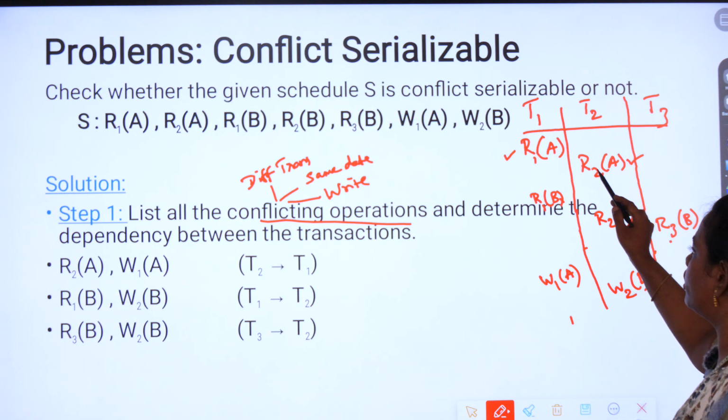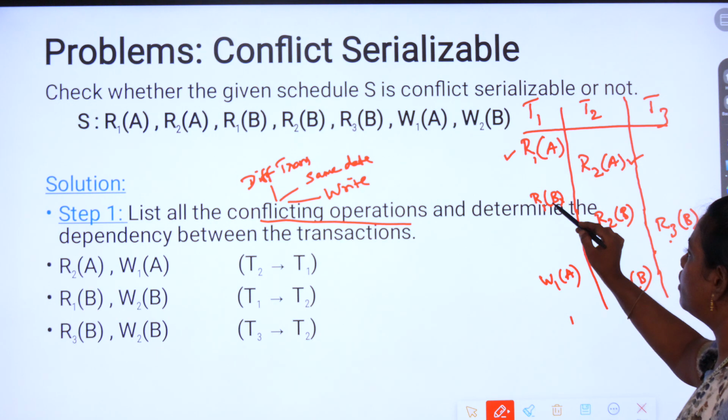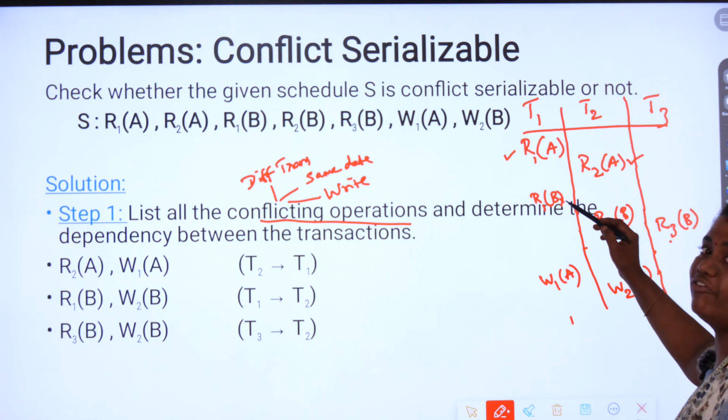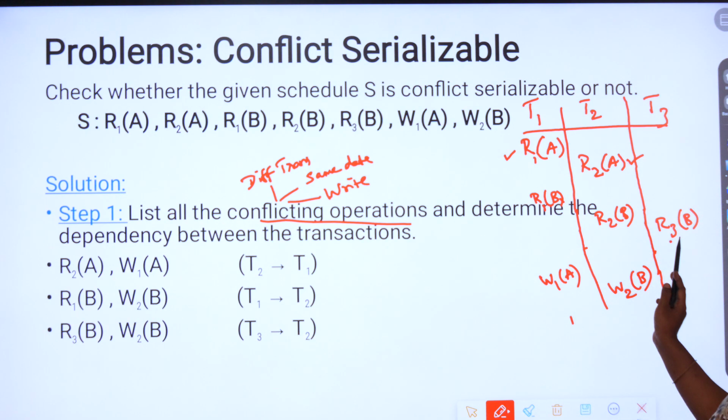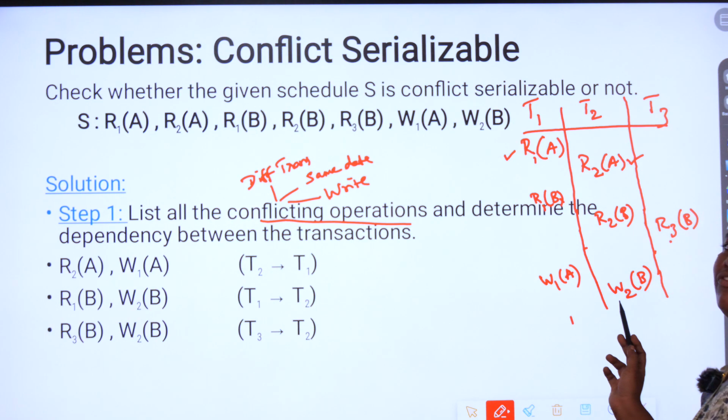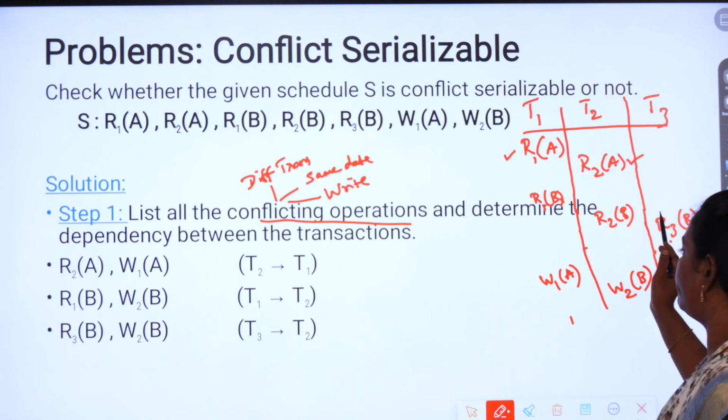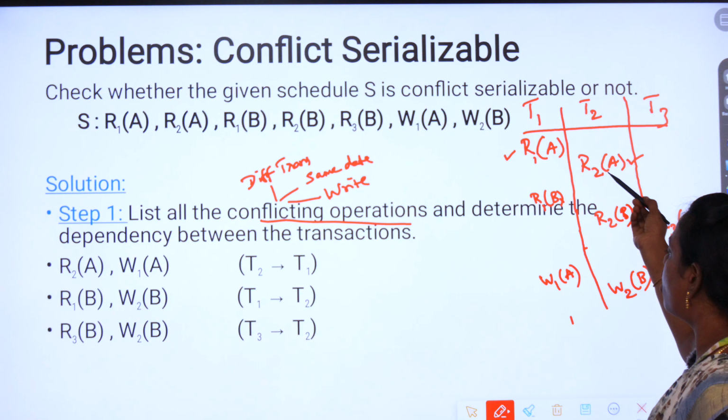So, R2 of A, I am going to compare with R1 of B. Here, both are performed on different data, so there is no conflict. So in the next cycle, I am going to compare with R3 of B. In R3 of B, both are dealing with two different data, so there is no conflict. Next, I am going to check with R2 of A.